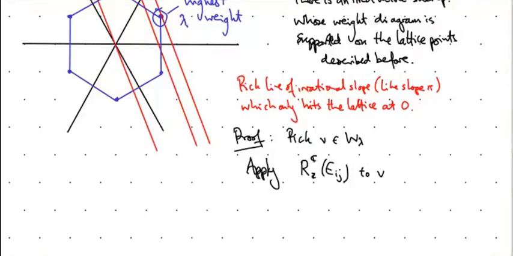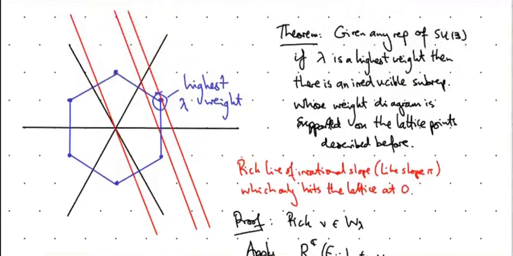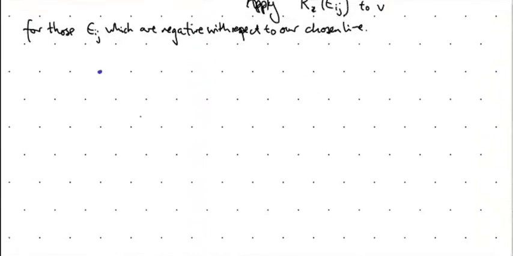multiple times, as many times as we can. Which EIJ do we actually use? Those EIJ which are negative with respect to the choice of line that we've made. What does that mean? Well, our line, this red line here going through the origin, splits our EIJs in half, right? So let me just draw a picture again. This is the adjoint representation.